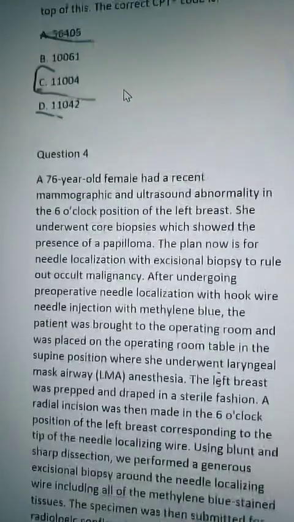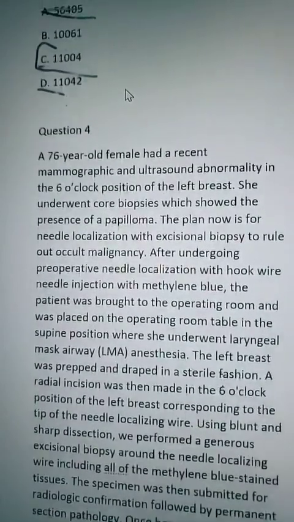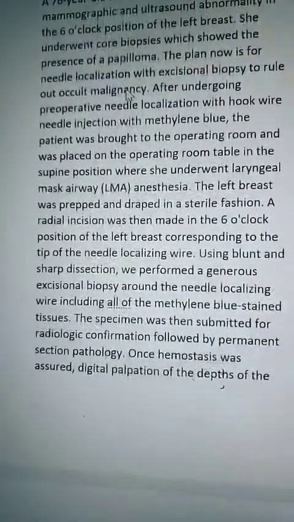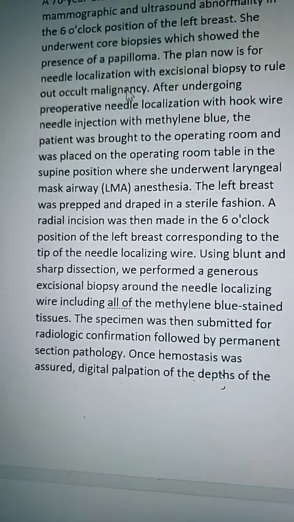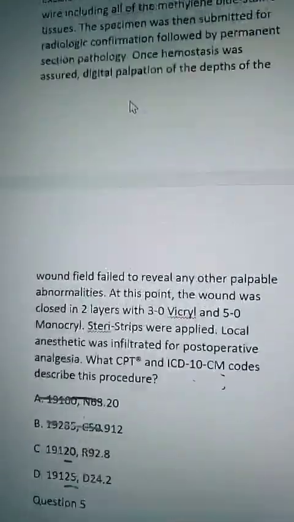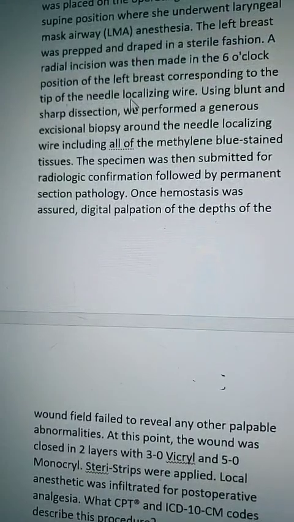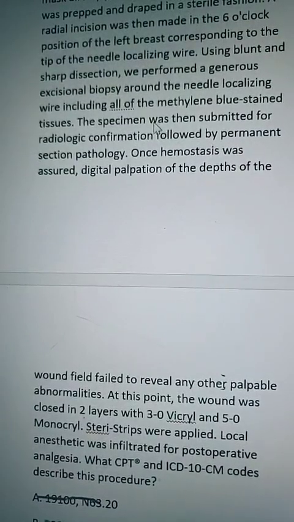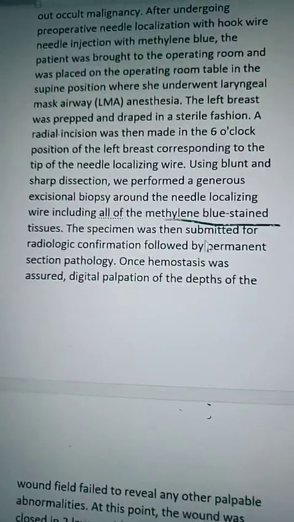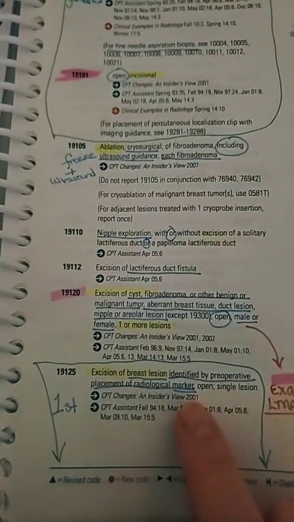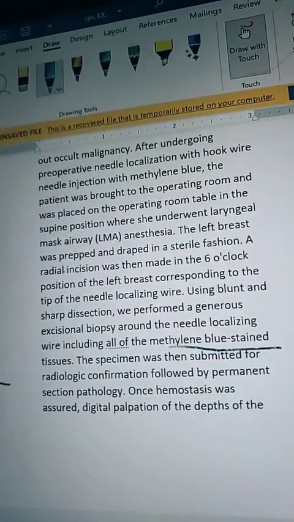Do y'all see anything with markers? They did stain the tissue. Does that stain contain markers? Yep, the stain is a marker. That is going to be what they're talking about. We need to put radiological markers. That would be a really good AKA to add to this particular code.